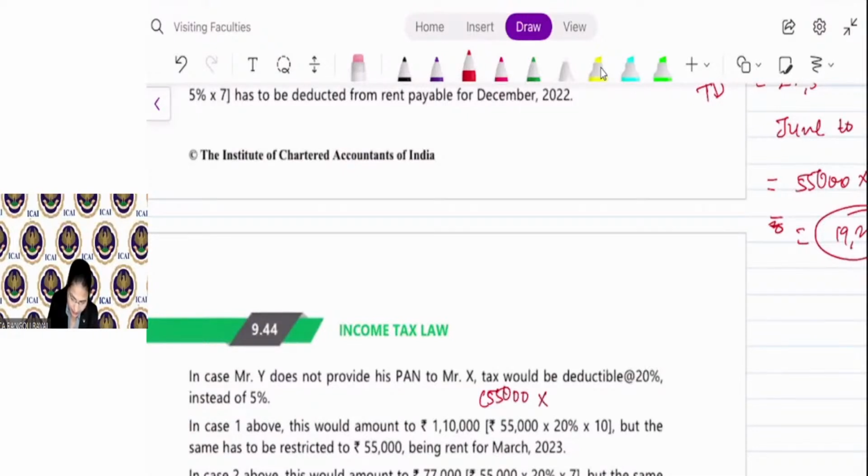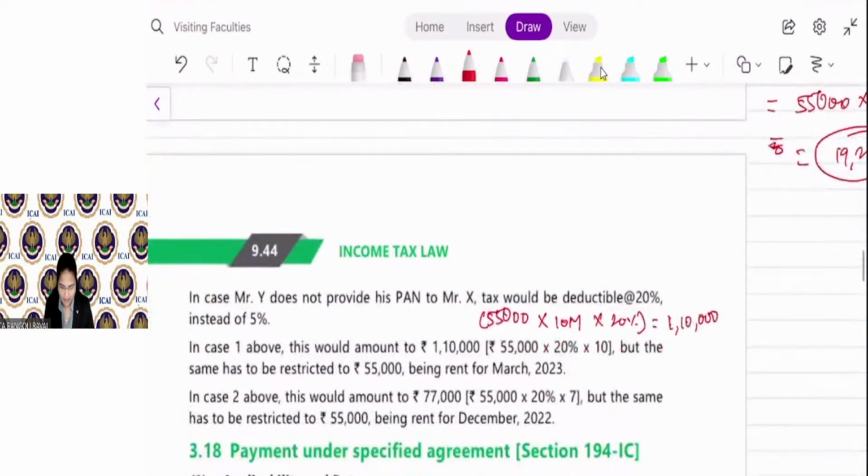So 55,000 into 10 months into 20%, right? Why 10 months? June to March. So it comes to 1,10,000. Now the last month of rent is 55,000. So here your TDS is restricted to 55,000 because excess amount the owner will not give you back.